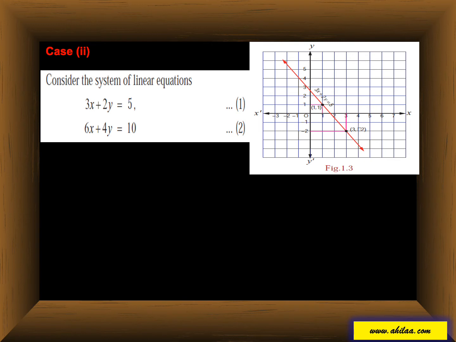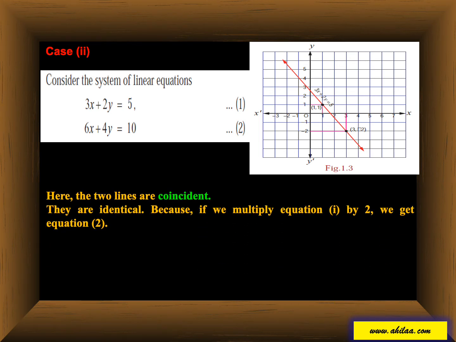So how many common points are there in these two lines? All the points are common, right? So we can say infinitely many points are common. In this case, the two lines are coincident. They are identical because if we multiply equation 1 by 2, we get equation 2.